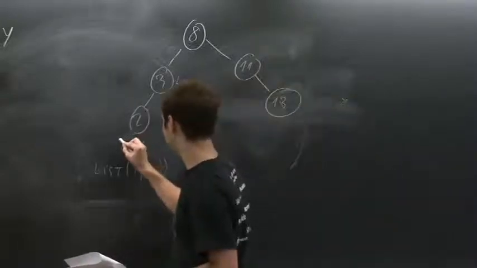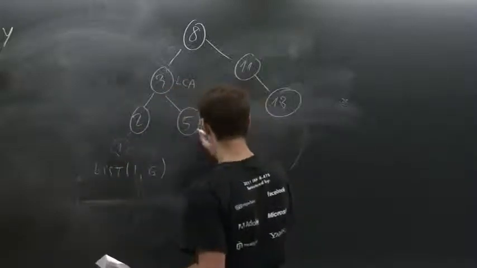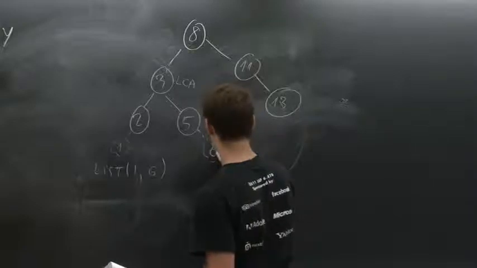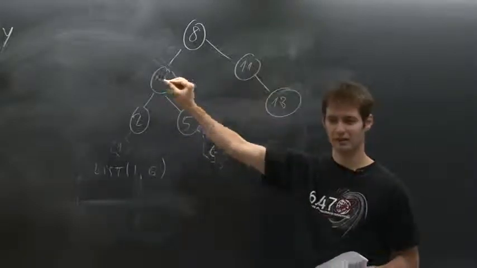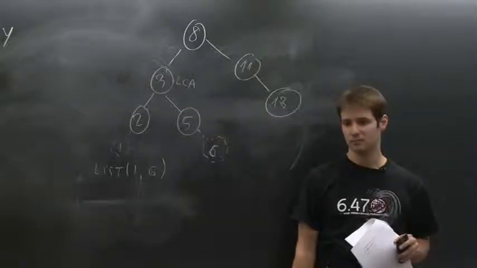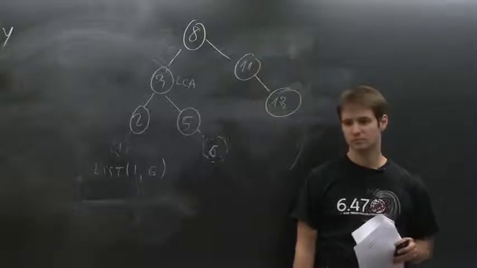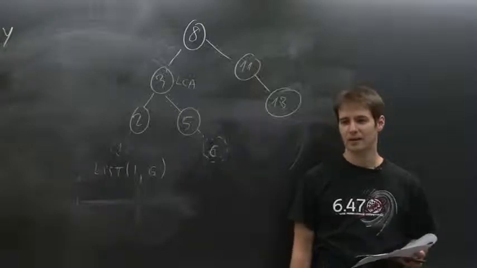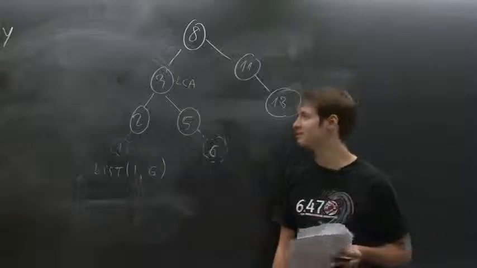So 1 would be inserted here, and 6 would be inserted here. And then their LCA is indeed 3. So what does that tell me? Why is that useful? You can cut off a bunch of the rest of the tree, so you don't have to look at them. Right, the rest of the tree.